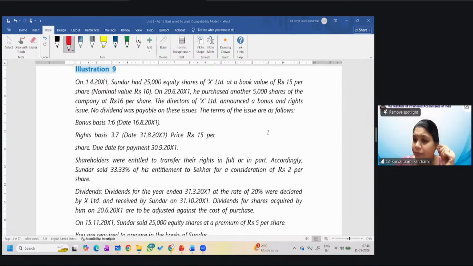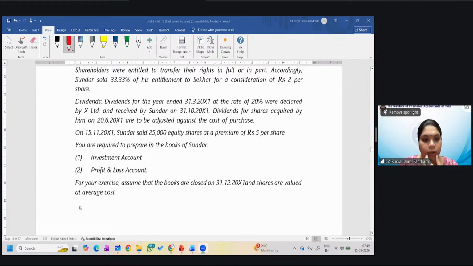Ma'am, I have one doubt. In case we invest on too many different dates, like different investments, which method do we need to follow, weighted average or FIFO? That depends on the question also. Sometimes in the question itself they will mention FIFO, or see here it is given average cost. Can you see? The shares have to be valued at average cost.